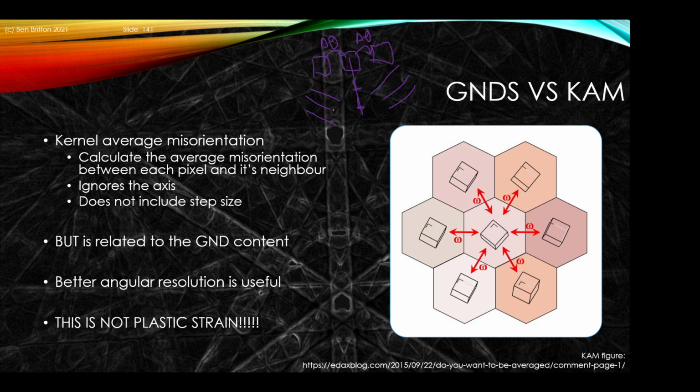Please do correct me if I'm wrong, but I think it's that way around. Effectively, that will give rise to these pixels having a high misorientation with respect to their neighbors, so the KAM value for that low angle grain boundary would be high. And that's the basic idea for KAM.